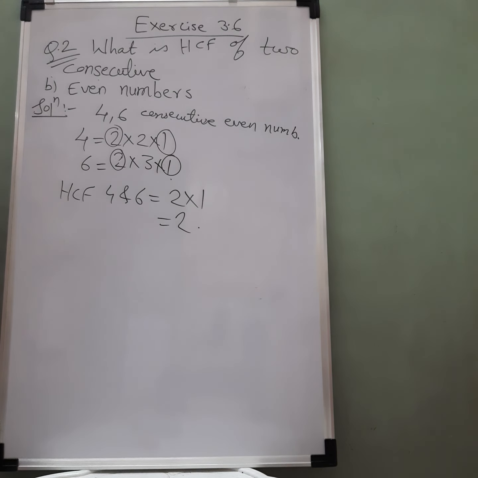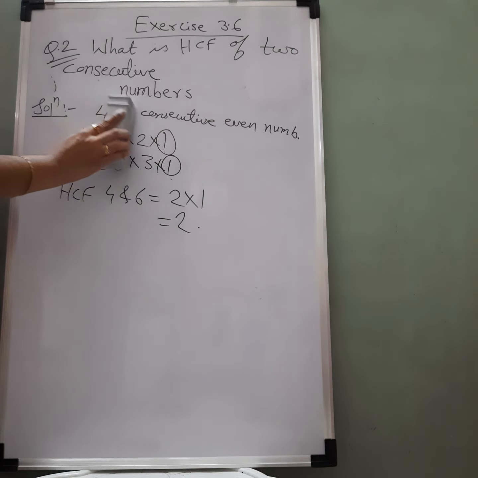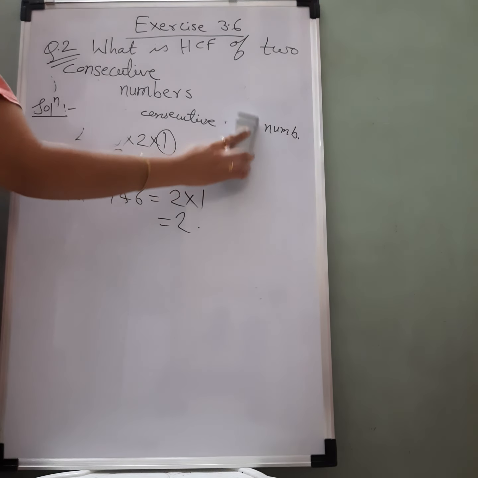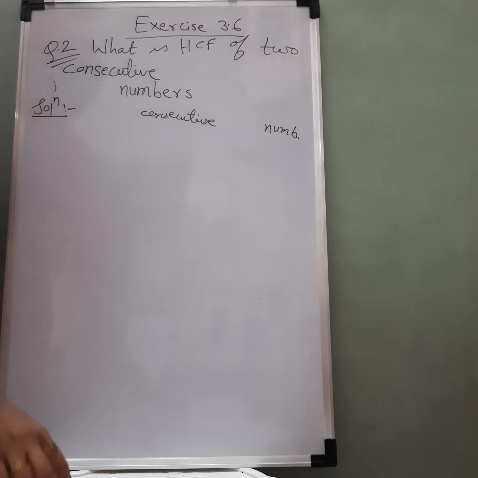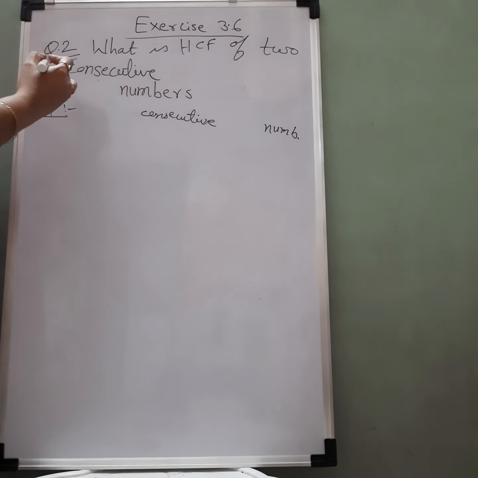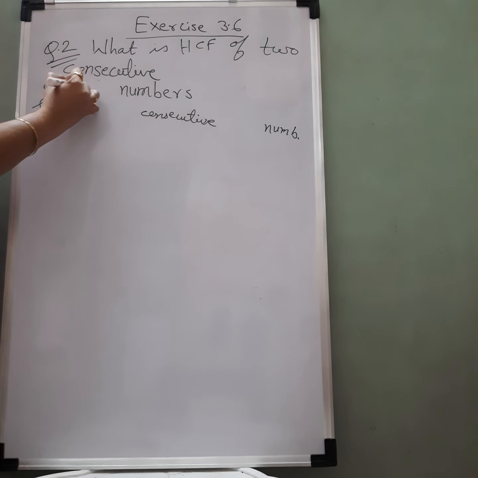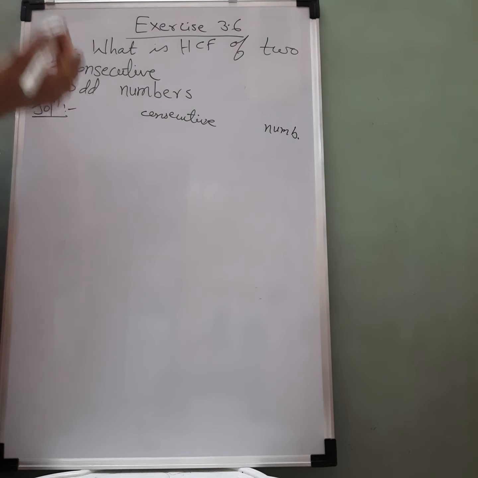I think all are clear about the meaning of consecutive numbers and consecutive even numbers. Now the C part is to find the HCF of two consecutive odd numbers. So here the consecutive odd numbers are 1, 3, 5, 7. These types of numbers are called consecutive odd numbers.